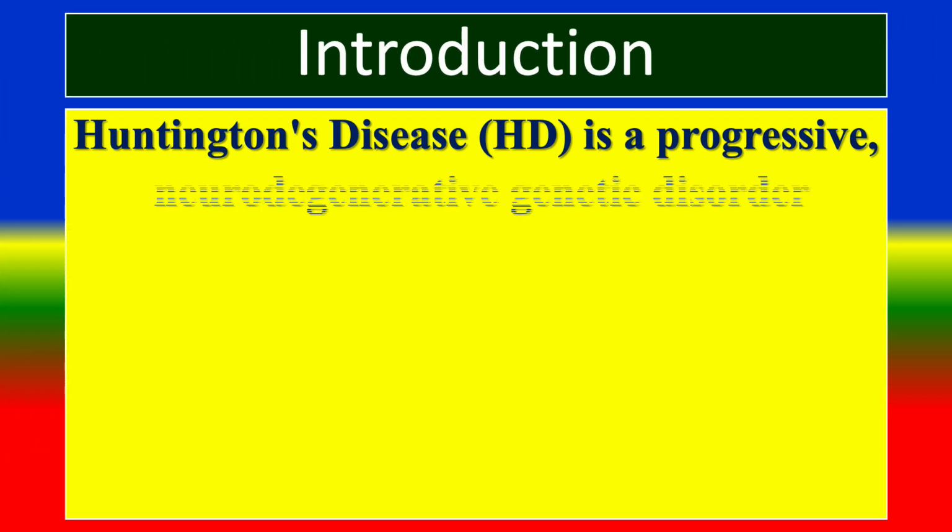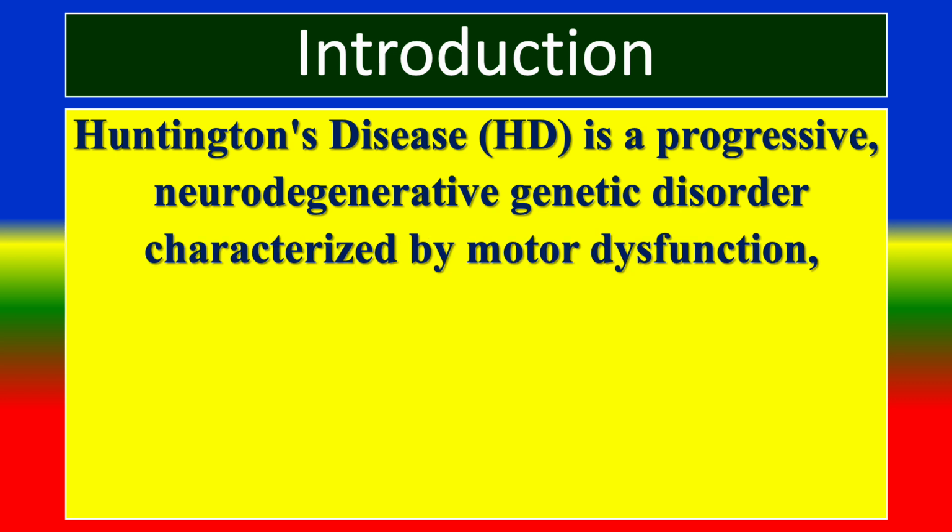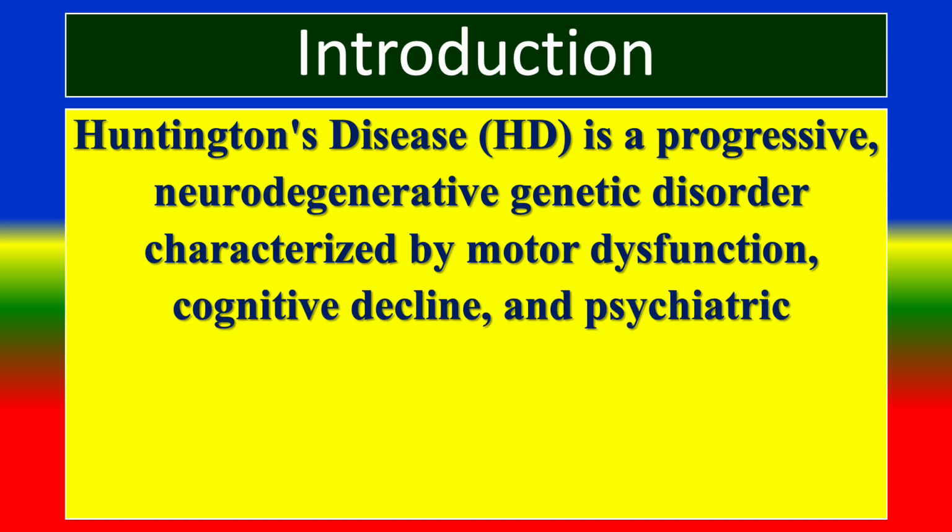Introduction. Huntington's disease is a progressive neurodegenerative genetic disorder characterized by motor dysfunction, cognitive decline, and psychiatric symptoms.